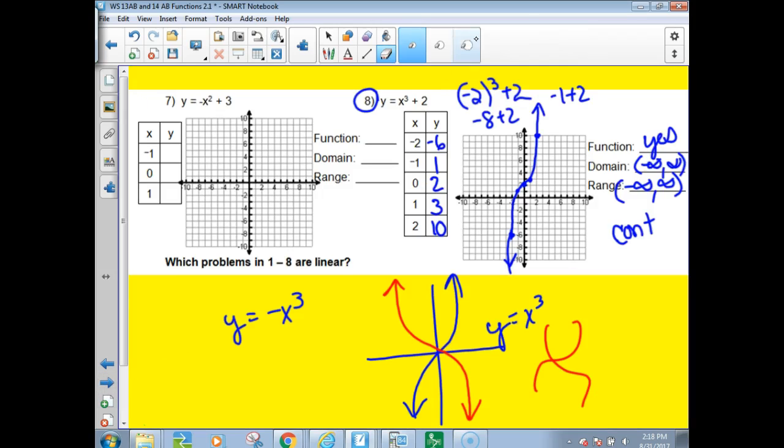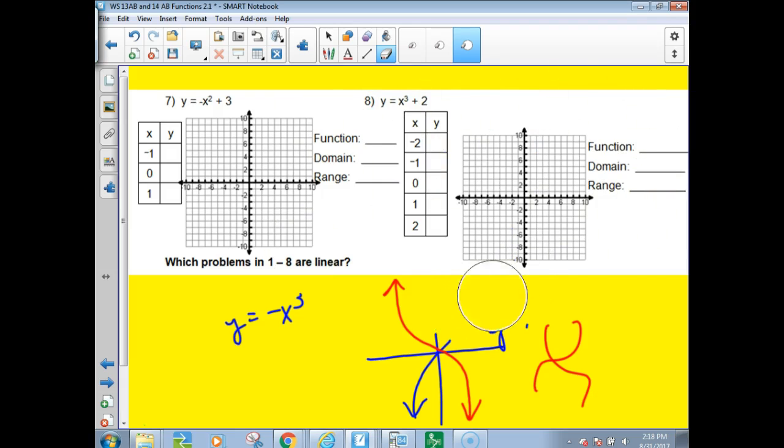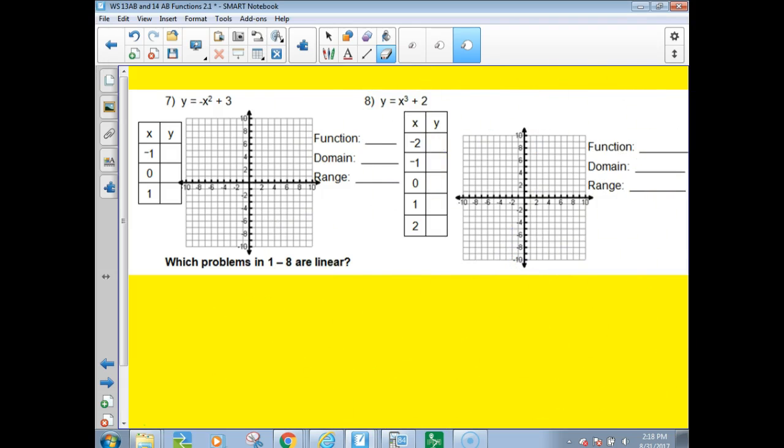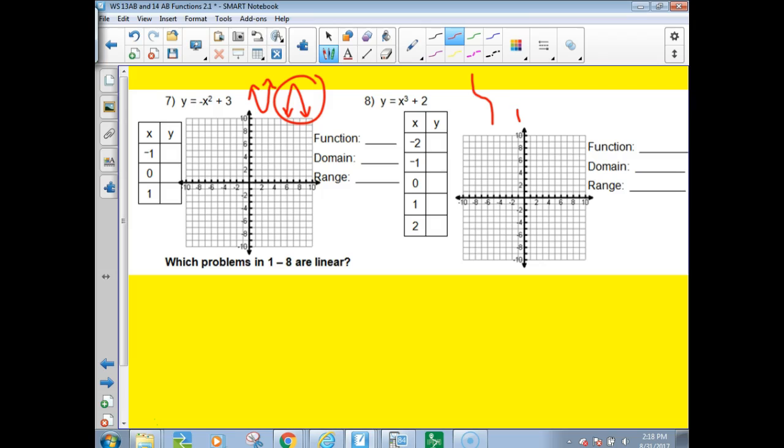I wanted to do this one with you because it's different. We should know that 7's going to be a parabola, a U. But it's going to open which way? Yeah, because that negative sign, that one's going to open that way. This one's a cubic. Cubics do this or this. So let's see what it does. If you put in -2, -2 to the third plus 2. Now, why am I not worrying about parentheses? Any ideas?